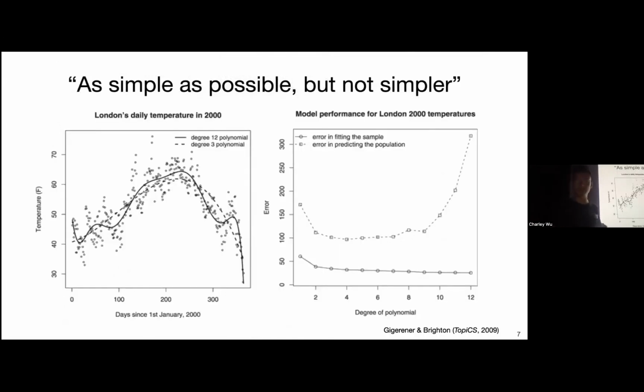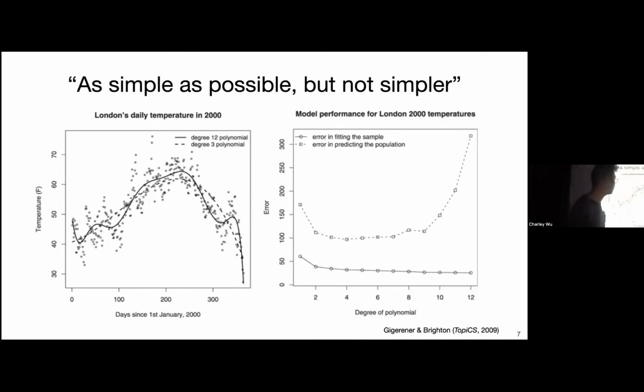One illustration for how this balance plays out in real data is this example from trying to predict London's daily temperature in the year 2000. This is probably going to be quite different now, 20 years later, unfortunately. What we can try to do here is model the temperature as a function of the day of the year, and we can try this with many different types of models. Here in the dashed black line, we have a relatively simple model, a third-degree polynomial. And in the solid line, we have a much higher degree, a 12-degree polynomial. They look quite similar. Maybe the 12-degree polynomial has a couple more wiggles.